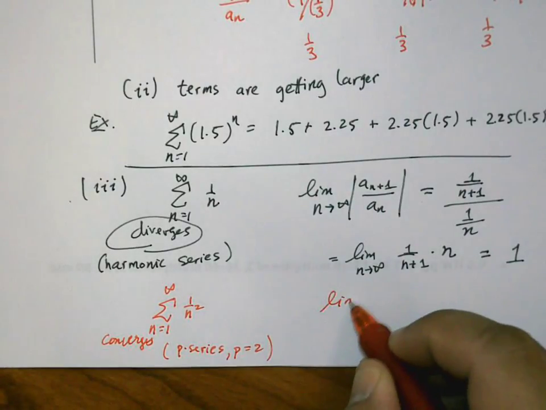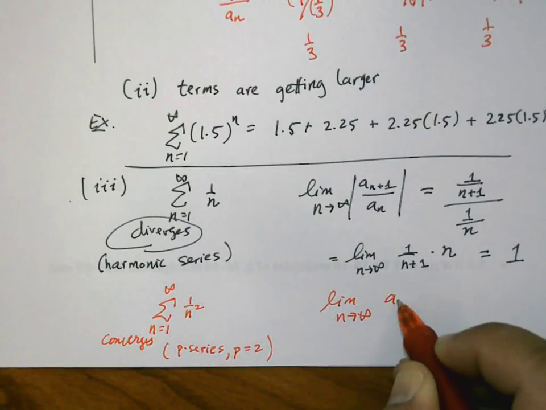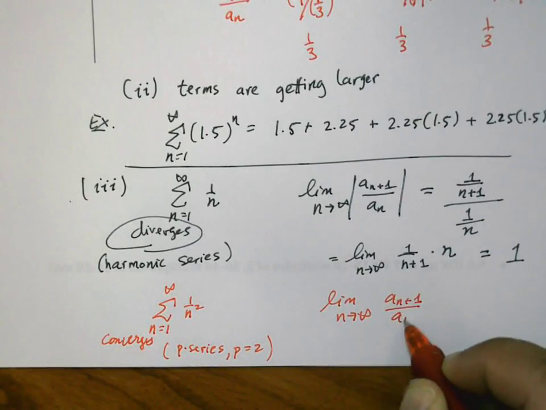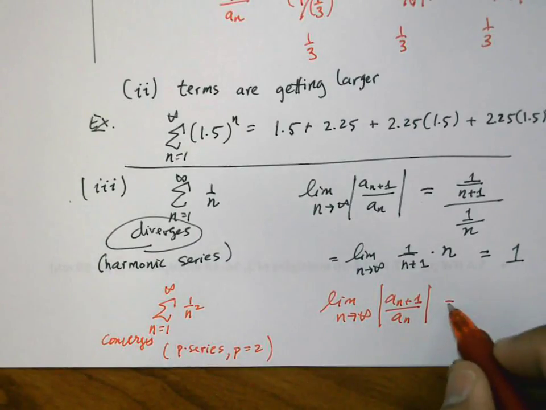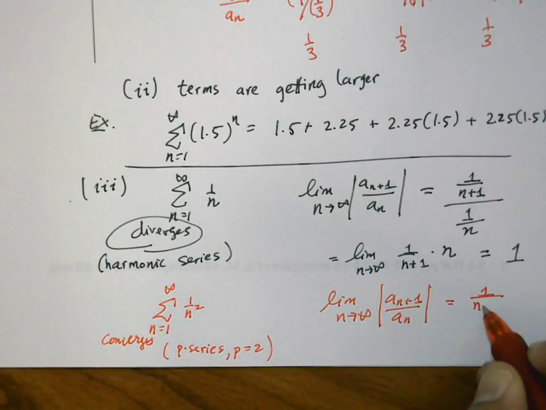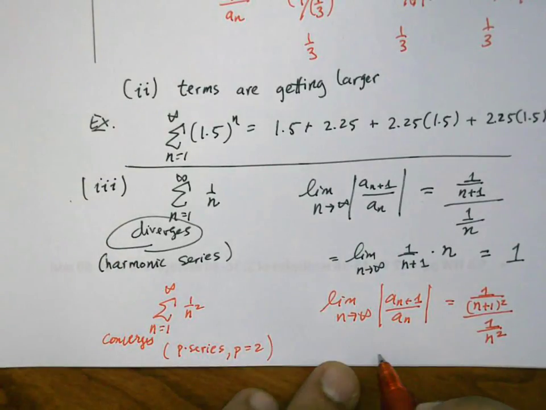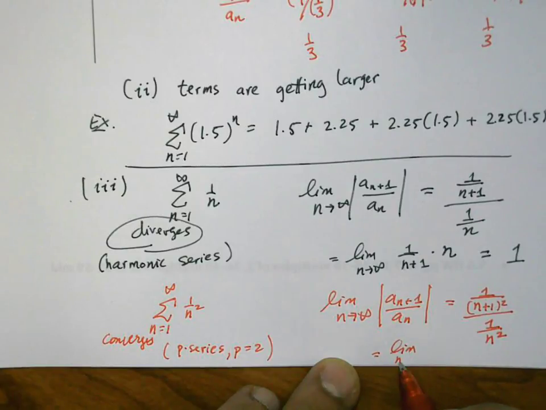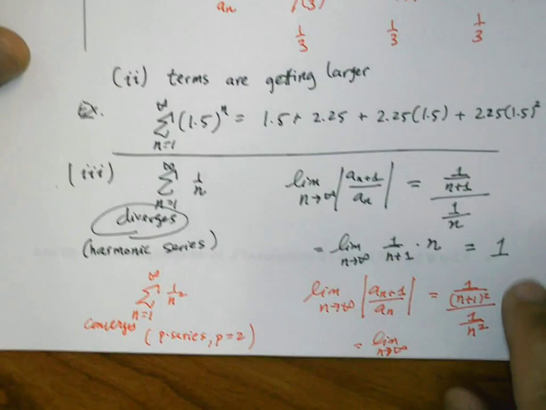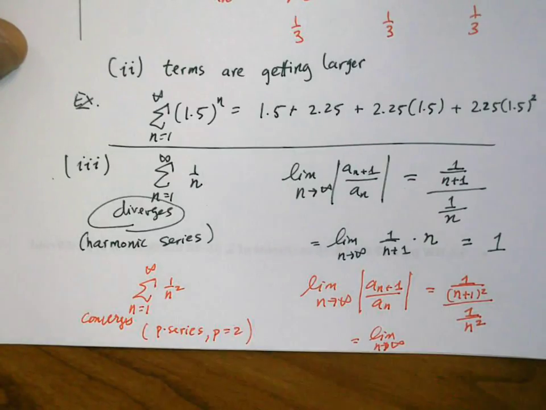Okay? But if you were to take the limit of the n plus 1th term divided by the nth term, you end up with 1 over n plus 1 squared divided by 1 over n squared. And this will end up giving us the limit as n approaches infinity of 1 over n plus 1 squared times n squared. And this limit will also approach 1, okay, in the long run.